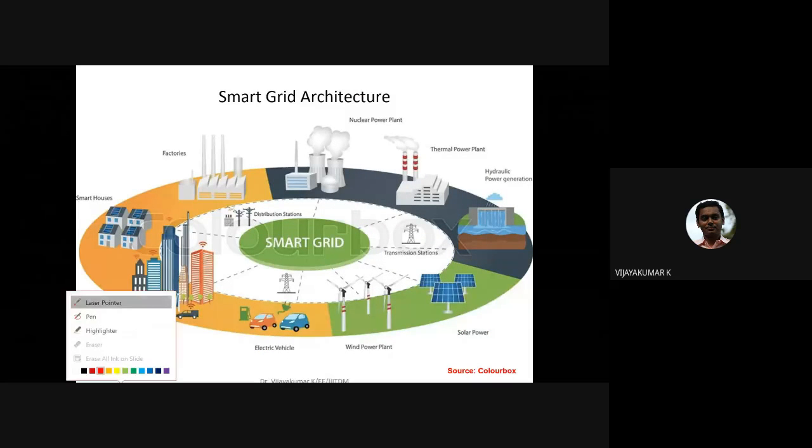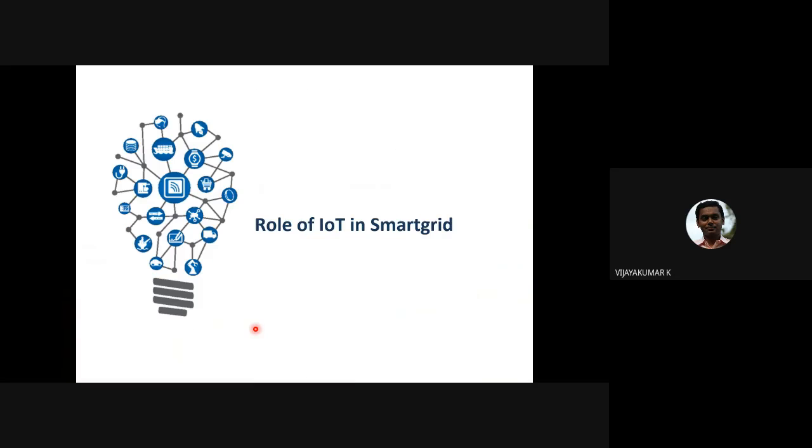So this is a smart grid structure. Now we'll see what devices you have in a system to make it smarter. That's what we can call the role of IoT in the smart grid. So IoT also plays a major role in smart grid systems.